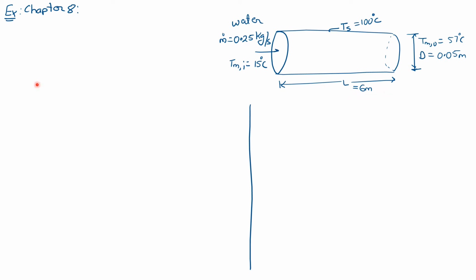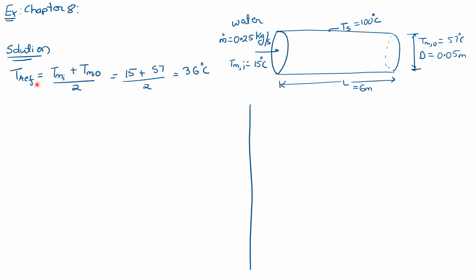Okay, now our intention for this problem is to find the Q, the heat rate through convection, and to find the heat transfer coefficient. And we'll look at three variations of the same problem in this particular video.